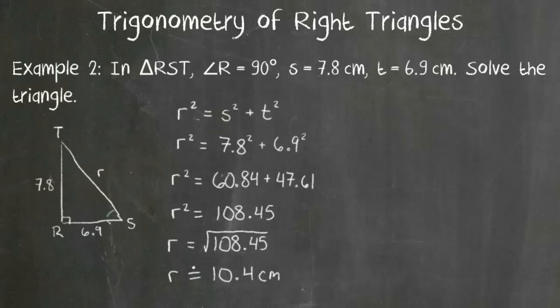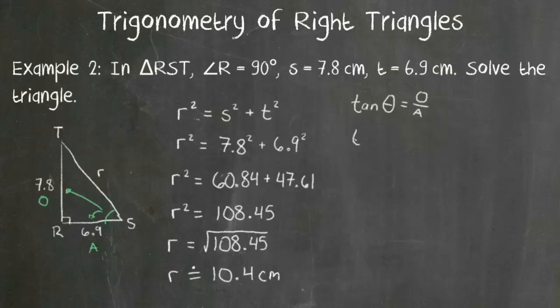Our next step is to pick one of the angles to solve for. So in this case, I'm going to pick angle S. You can see I have 7.8, which is my opposite side. I also have 6.9, which is my adjacent side. I think what ratio has opposite and adjacent? In this case, it's going to be tangent. Our general form, tangent theta, is equal to opposite over adjacent.